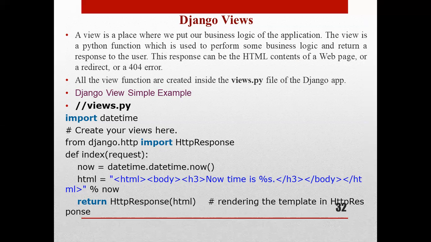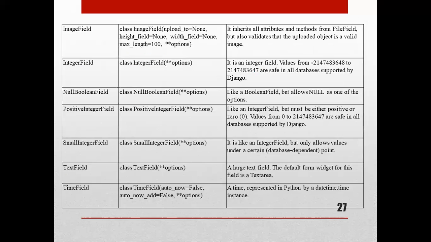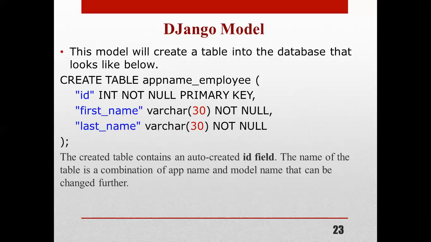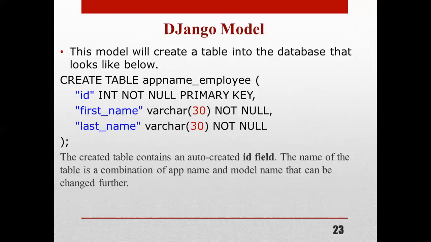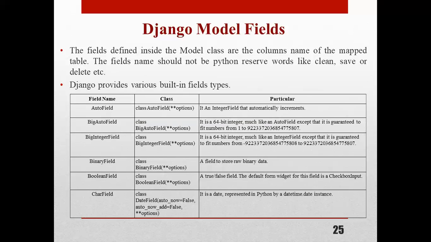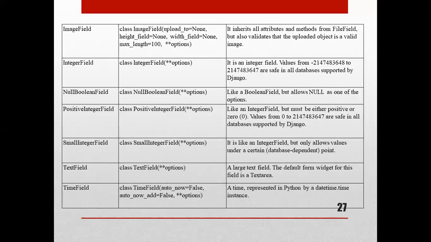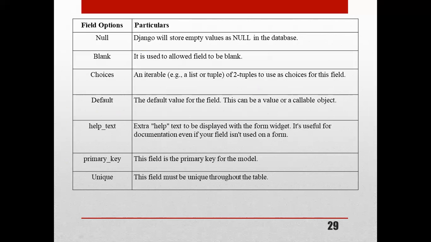So in this session, we have seen Django MVT, that is model, view, and template. And we have seen the Django model, an example for the Django model, and the model fields and field options. So that's it for today's session.